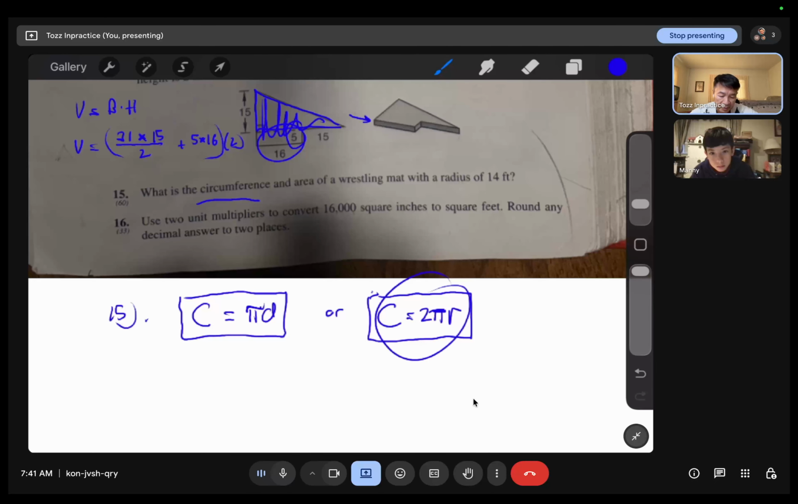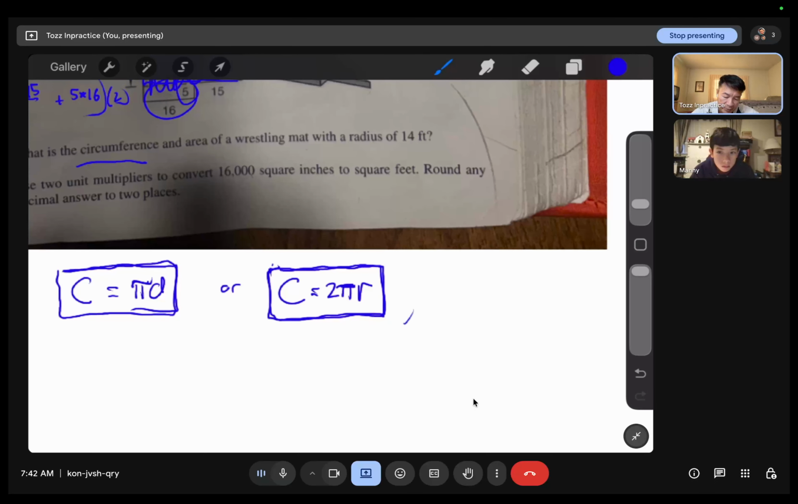I would use this directly. It's a 2 right there. The 2r is d, right? The 2 times r is already the diameter. That's why it works. But I recommend you be familiar with both of them. It's very common. And then of course the last one is the area, which is pi times r squared.